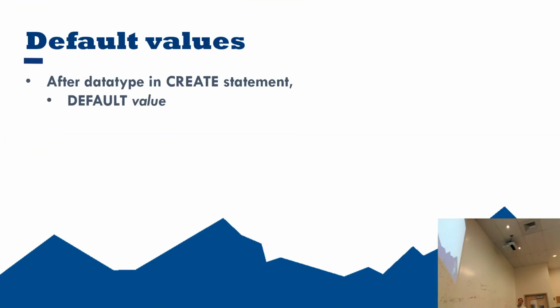All right. So, default values. If you want to assign a default value to a column, you can certainly do that pretty easily. So inside the create statement, basically after the data type, you're going to put default, and then notice have value in italics. What does that mean? It means you put in whatever the default value you want to have.